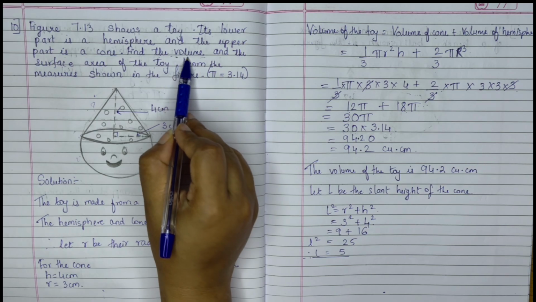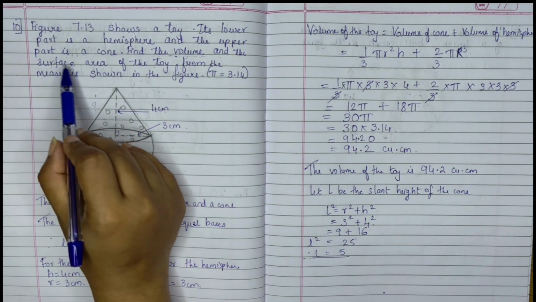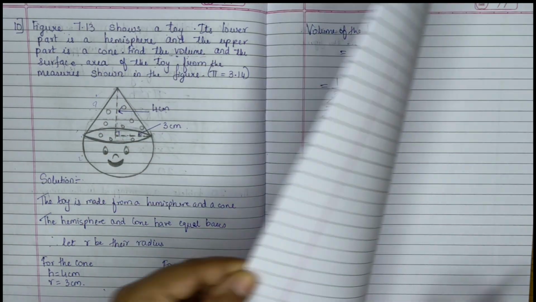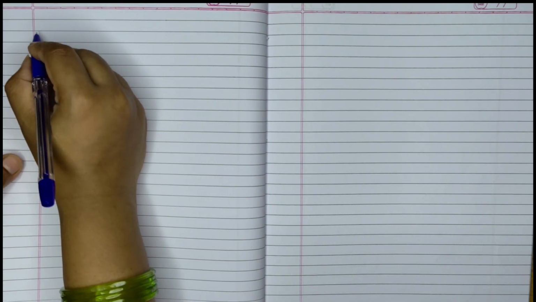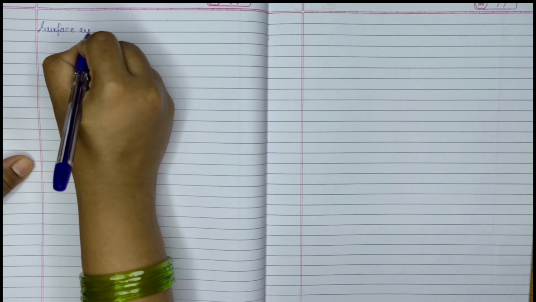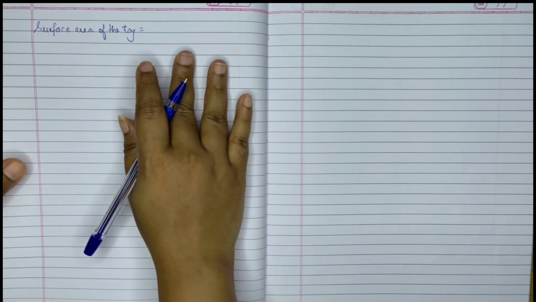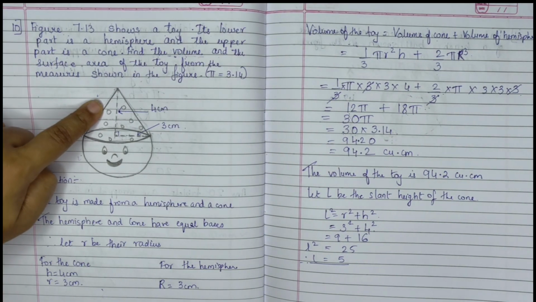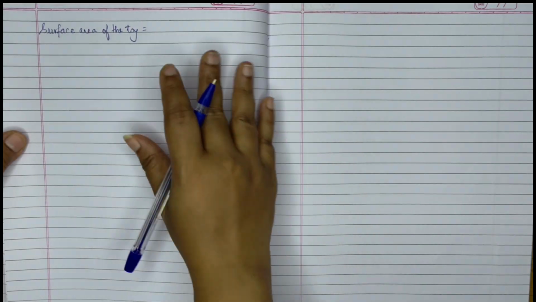We've got the volume of the toy. Now we will find the surface area of the toy. Okay. So see here, surface area of the toy is equal to curved surface area of the cone and curved surface area of the hemisphere.